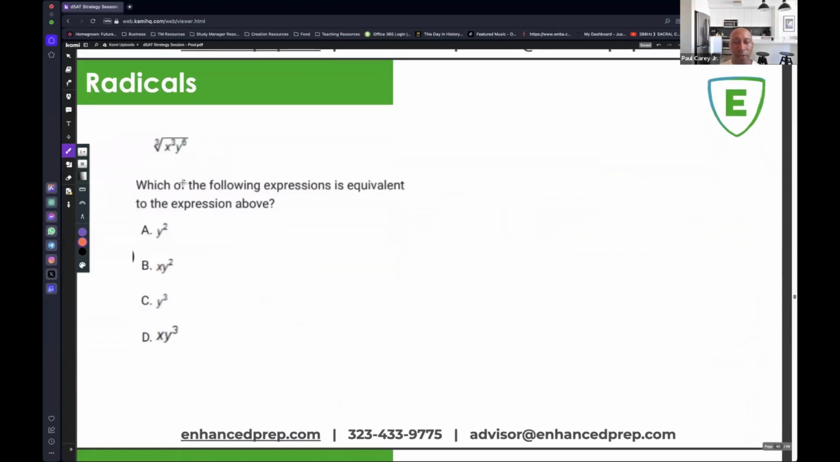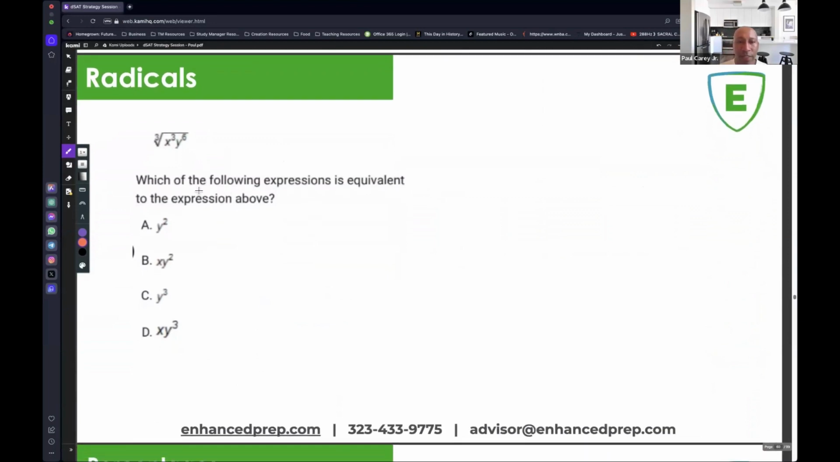So this one right here says, which of the following expressions is equivalent to this expression? Right? One of the things to think about, and I'll show you a cool little trick, is what does a third root mean? It means you need to have 3 of the same thing to be able to pull it out of the equation. So if we have a third root of x to the third, y to the 5, well, what will we break that down to?